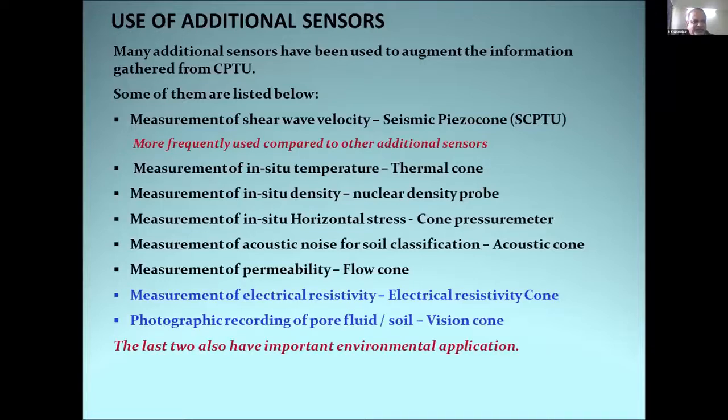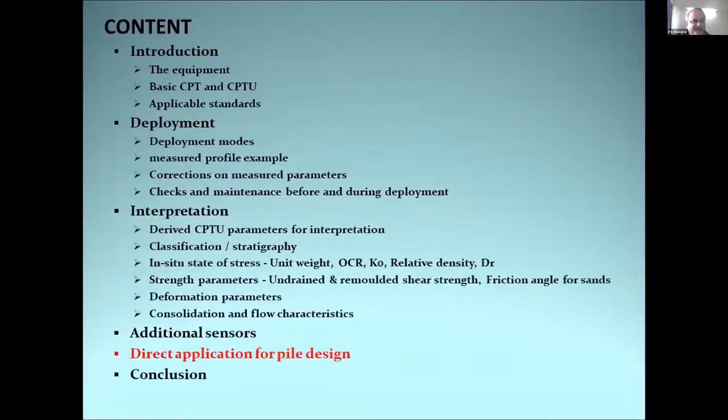And there are other types of additional sensors, like for measurement of in situ temperature, in situ density, in situ horizontal stress, acoustic noise for soil classification, measurement of permeability, which is called flow cone, measurement of electrical resistivity, cone, even photographic recording of pore fluid or soil. It is called vision cone. The last two have also important environmental applications.